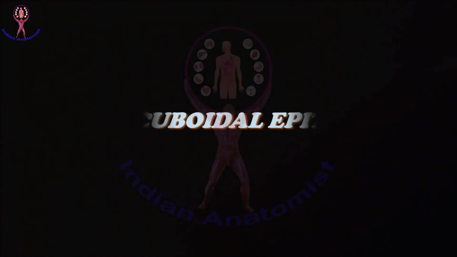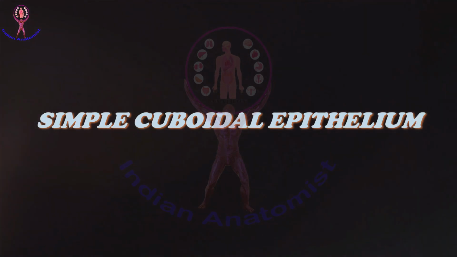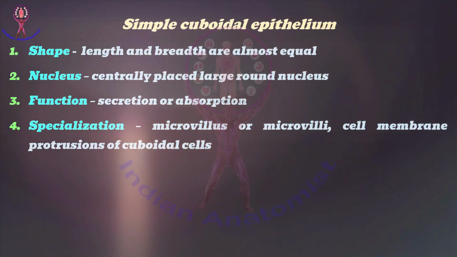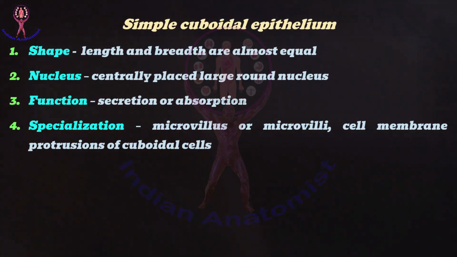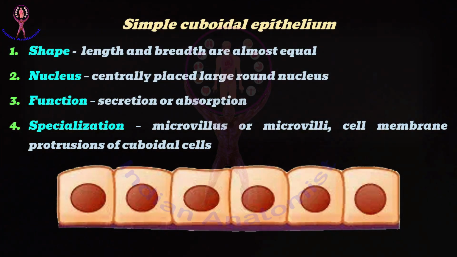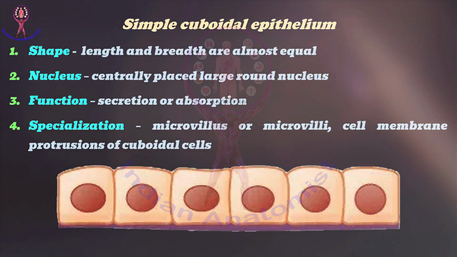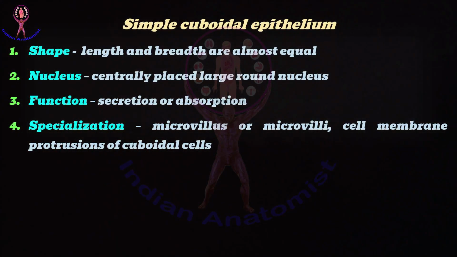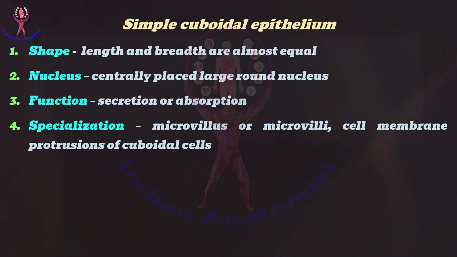Now let's discuss the next type of epithelium, which is known as simple cuboidal epithelium. The cuboidal epithelium has equal length and breadth, giving it a cube-like appearance. The nucleus of the epithelium is centrally located and has a big, round, or spherical shape. The primary role of the cuboidal epithelium is to secrete or absorb substances.